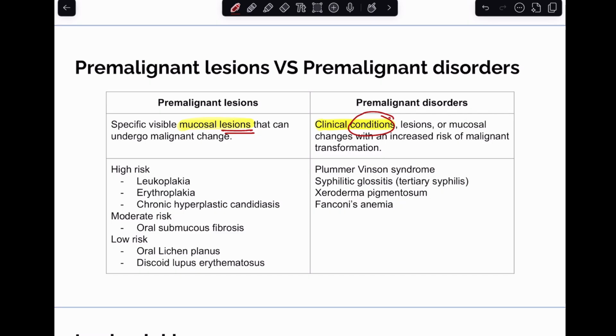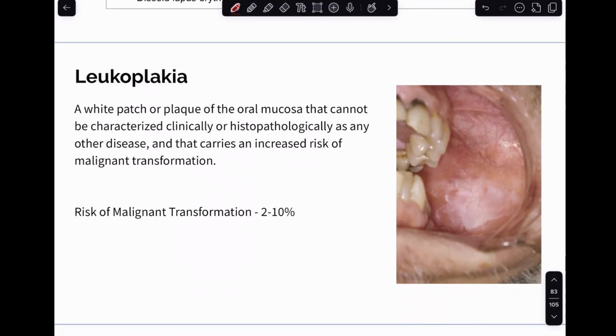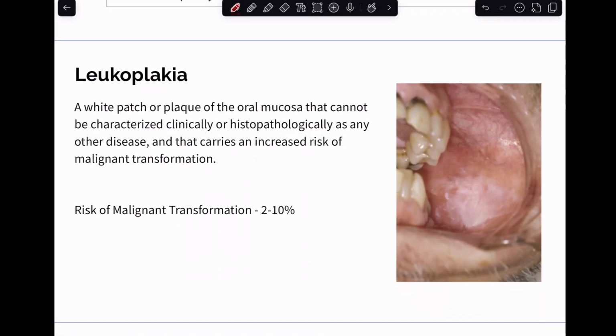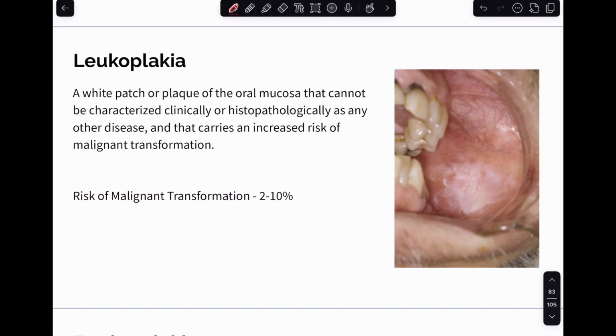And examples of premalignant disorders would be Plummer-Vinson syndrome, syphilitic glossitis, xeroderma pigmentosum, and Fanconi's anemia. So now we'll discuss a few of these lesions which are very important for us to know. Starting with leukoplakia. What is leukoplakia?